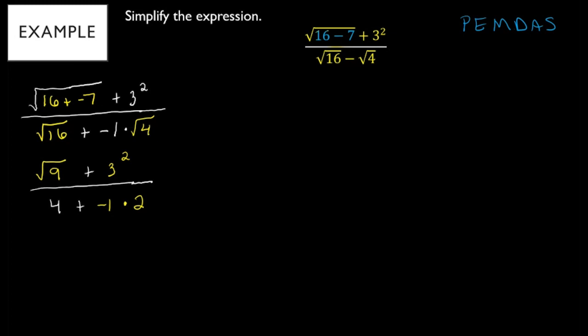The top of this, we've got the square root of 9 and 3 squared, so they're kind of flip-flopping here. Because when we take the square root of 9, we're going to get 3. And then we square 3 squared, we're going to get 9. So it's like the numbers are flip-flopping.